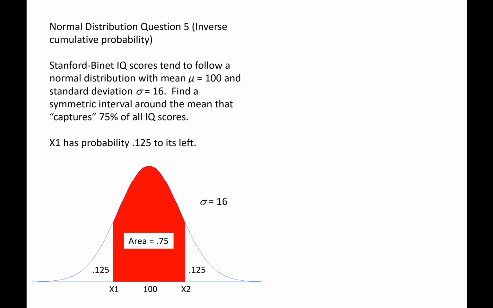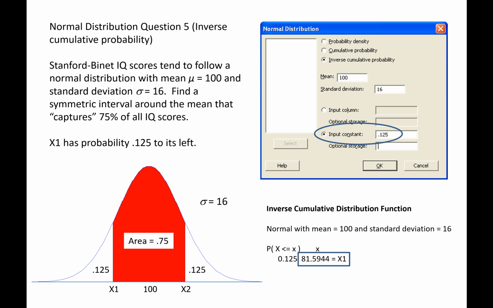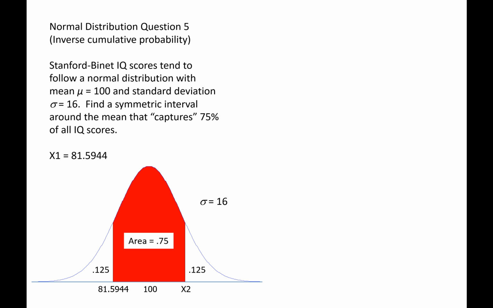We go over to Minitab again and put in 16 for the standard deviation. The input constant is now 12.5% or 0.125, and make sure we select inverse cumulative probability, and we find out that 81.59 has 12.5% of the area to the left of it. Okay, so we'll label that.